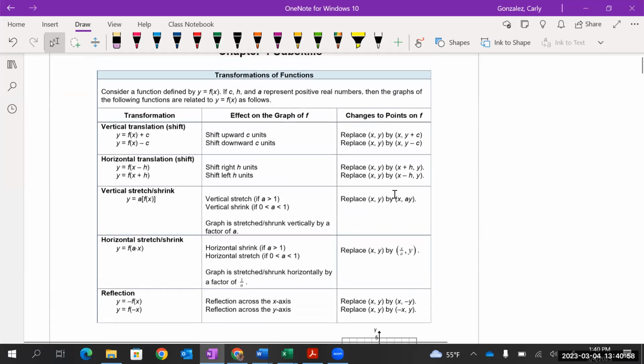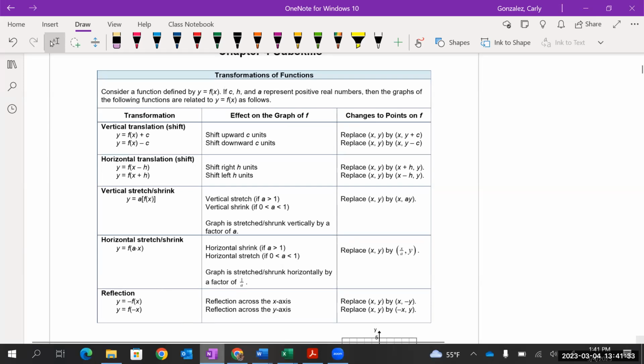But just real quick, if you have adding and subtracting outside the function, that's going to be a vertical translation or shift up or down, same direction as the sign. If you have adding or subtracting inside the function, in with x, that's going to be a horizontal translation, and that will shift you right or left, but the opposite direction of the sign. Now, if you have a multiplier outside the function, that's going to be a vertical stretch or a vertical shrink.